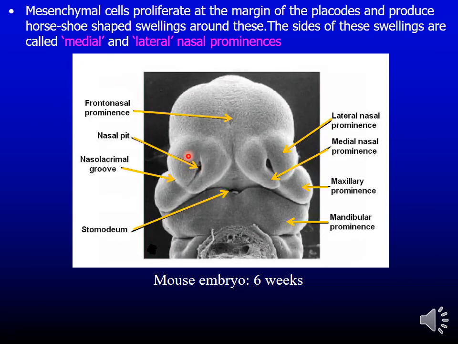Mesenchymal cells proliferate at the margin of the placodes and produce horseshoe-shaped swellings around these. The sides of each swelling are called the medial and lateral nasal prominences. These are the medial, this other one side, and this is the lateral nasal swellings. This is the primitive oral cavity or the stomodium.